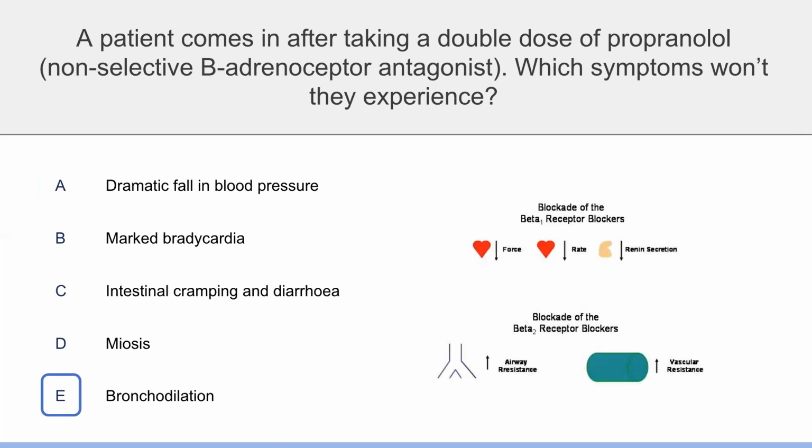Okay, yep. So we have a beta antagonist, and beta antagonists cause bronchoconstriction. In this case, because it's non-selective, it's affecting all the beta receptors. The only one that doesn't make sense is that it would be dilating. Yep.